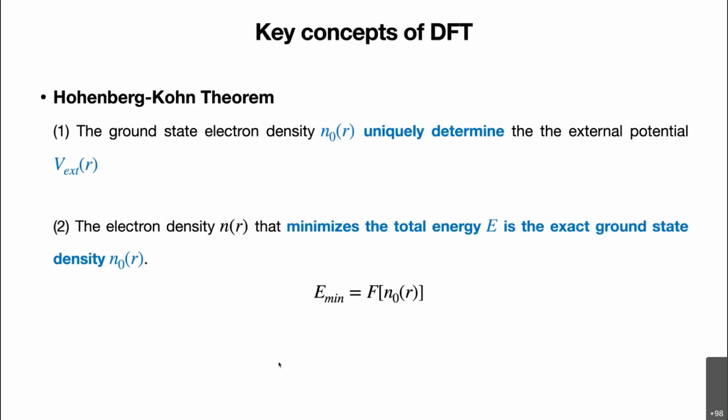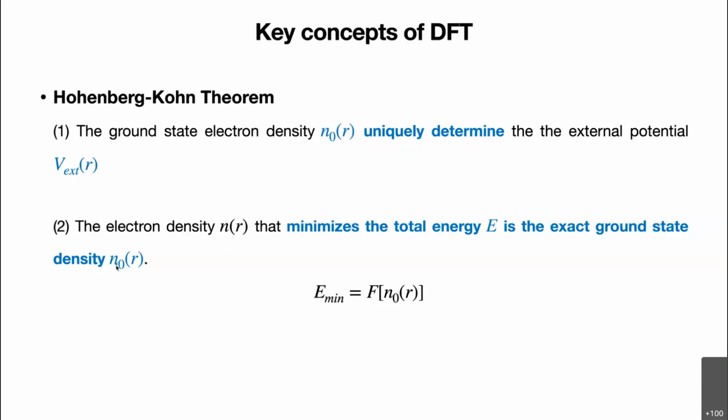So actually, the Hohenberg-Kohn theorem is sort of a starting point of DFT calculation. This theorem tells us that the ground state electron density here, n0, uniquely determines the external potential here. In other words, the external potential is uniquely determined by the electron density. And second, the electron density then minimizes the total energy. E is the exact ground state electron density.